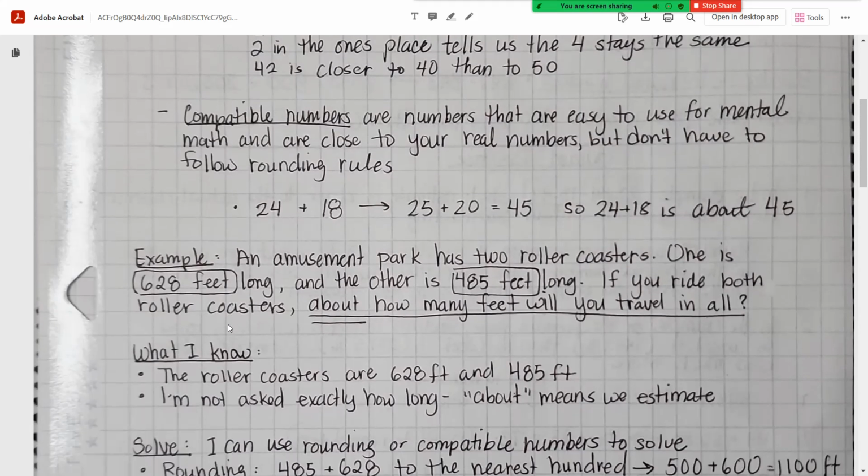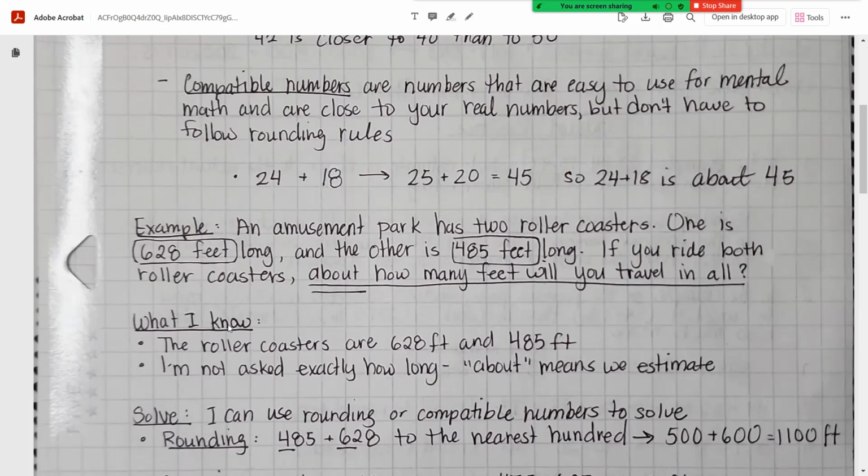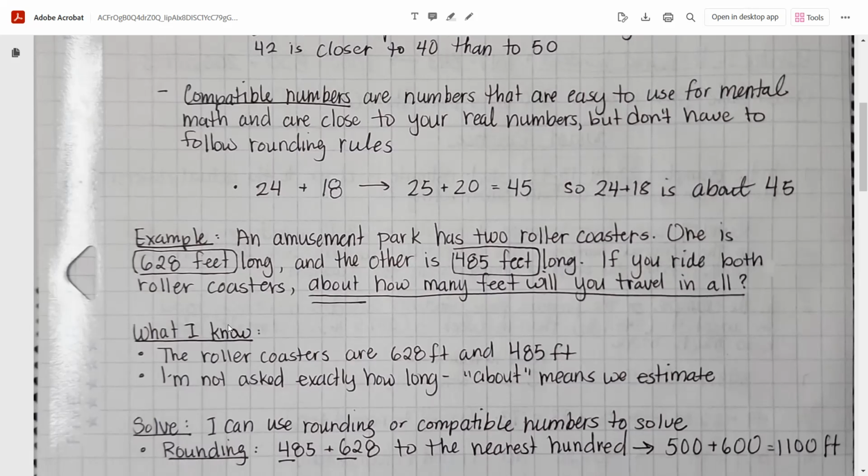We can use compatible numbers. Remember, those are any numbers that are easy for us to use for mental math, and they're close to our real numbers, but they're not following the same strict rounding rules. So if I have 24 plus 18, I can use compatible numbers and I can say 25 plus 20. That's easy for me to work with, and it's close to my original numbers. And that'll give me an answer of 45. So 24 plus 18 is about 45, or it's close to 45.